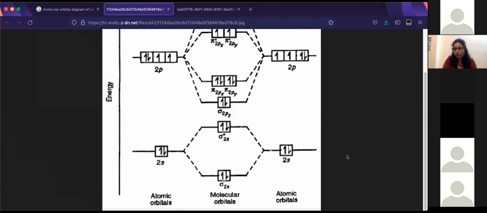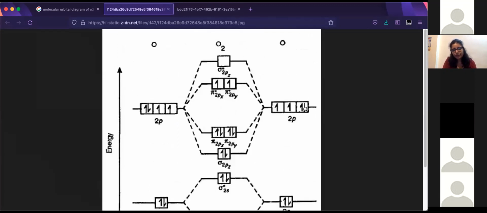Yeah, so after 2s you have 2p orbitals, and according to oxygen's order, you have sigma 2pz first, followed by pi 2px and pi 2py. They have equal energy, so that's why it's represented like this. And then you have the anti-bonding orbitals. Now in 2p you have 4 electrons each, so 4 plus 4, a total of 8 electrons, which are distributed in these orbitals.